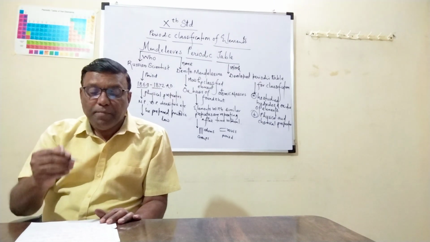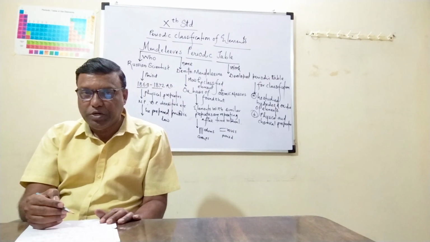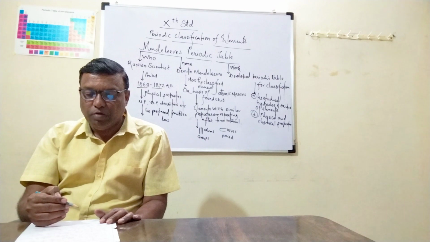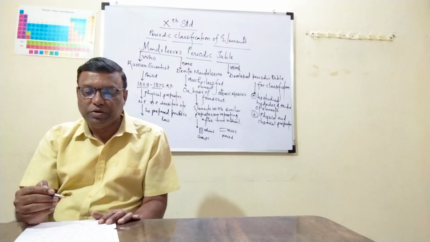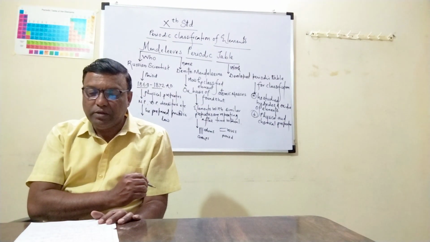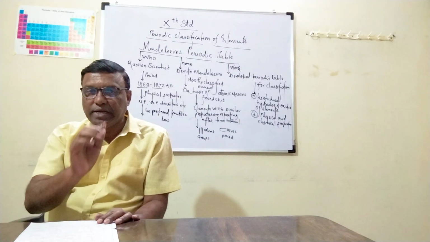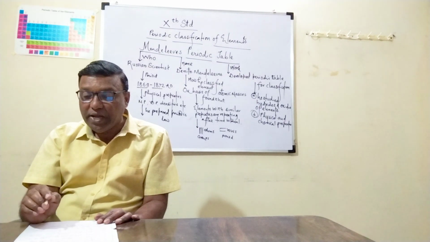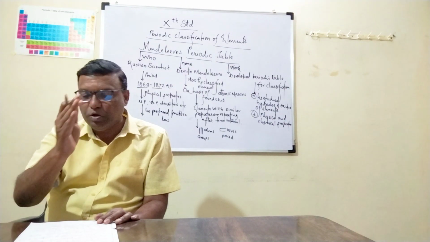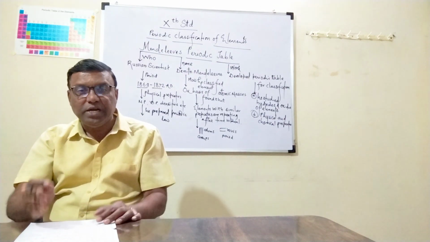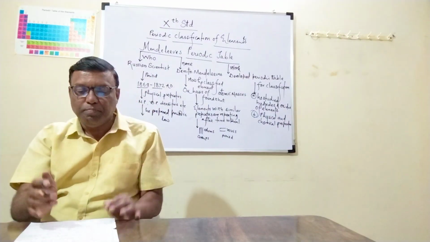Mendeleev studied hydrides and oxides of the elements, also the melting point, boiling point, and densities of the elements. So when he prepared his periodic table, he had studied the hydrides of the elements, oxides of the elements, melting point, boiling point, and density of the elements. After studying all these things, he prepared one periodic table.